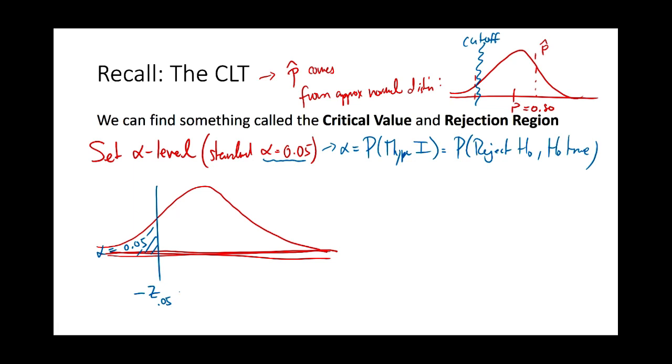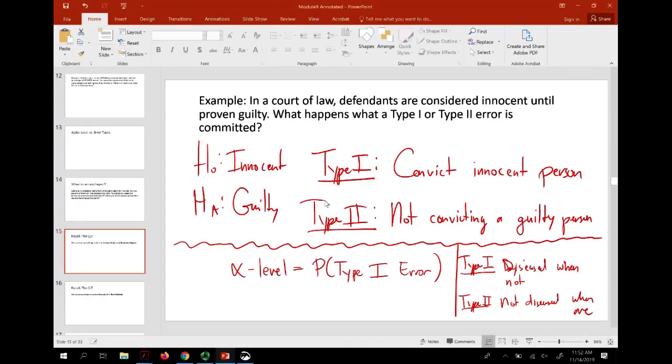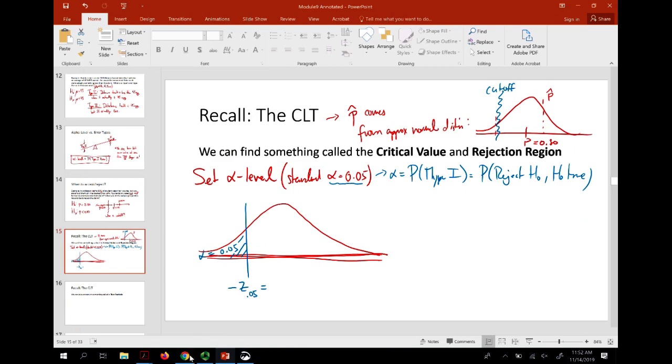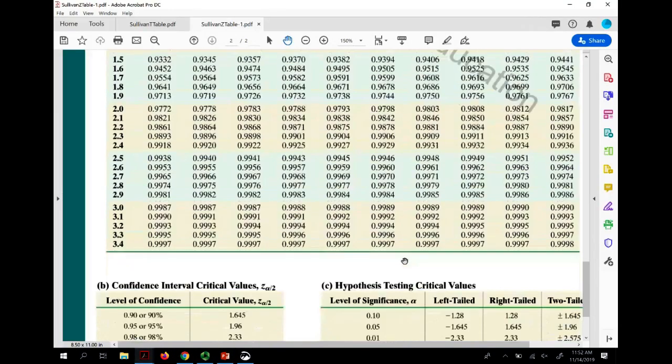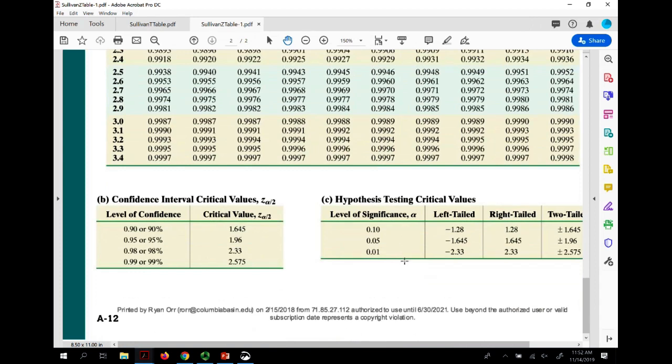You could look this up on the table, and the table actually has a nice little cheat sheet for you at the bottom of the Z-table, next to the confidence intervals. You'll see that they have hypothesis test critical values. It tells you the level of significance you want to use, so your alpha level. These are the 3 most common alpha levels. I don't even understand why they include 98% confidence, because you never see it.